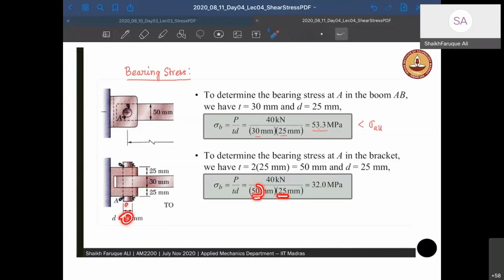But 50 has been done here because they have considered both together, right? And the load has also been doubled, because if you consider half and half, then the load here will be 20 and the load here will be another 20, right? Because this carries 40. So the load here is 20. If you consider 40, then you have to consider both the areas. So both the areas are considered. It is again lesser than sigma allowable. So the design is safe till now.